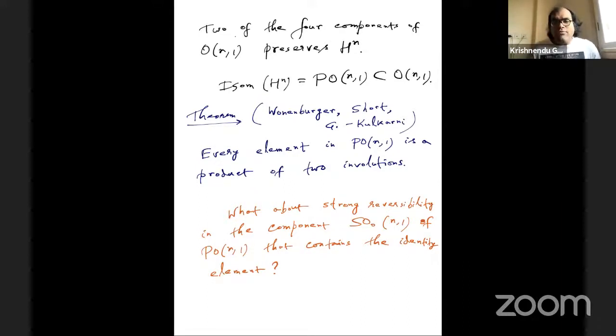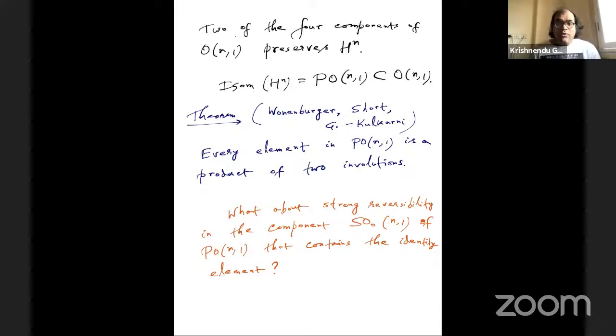Now we denote that full group of isometries of the hyperbolic n space by PO(n,1), and it's a classical result, and it follows from several works, like Wenninger. Short also proved it, and one of my previous works also. It follows that every element in PO(n,1) is a product of two involutions. So it's more or less like our previous Euclidean setup.